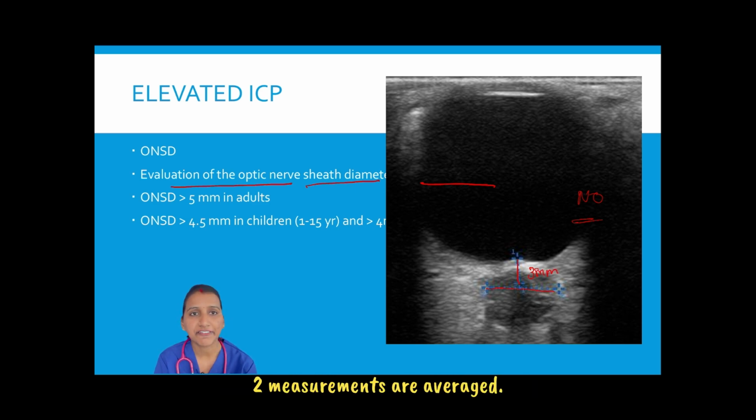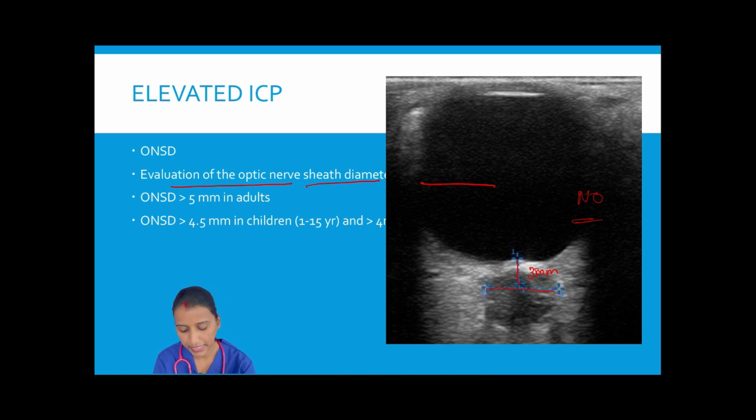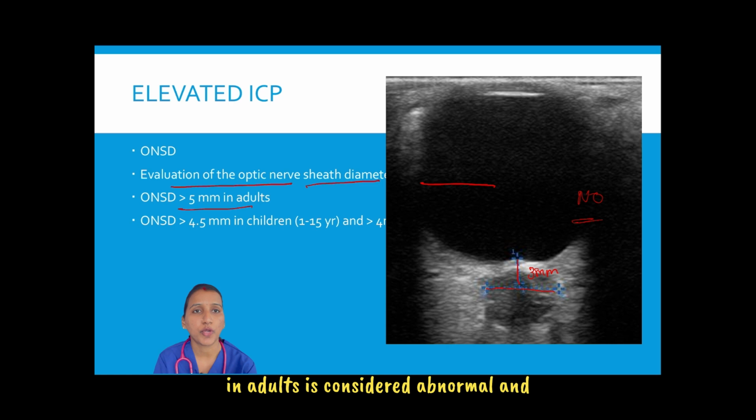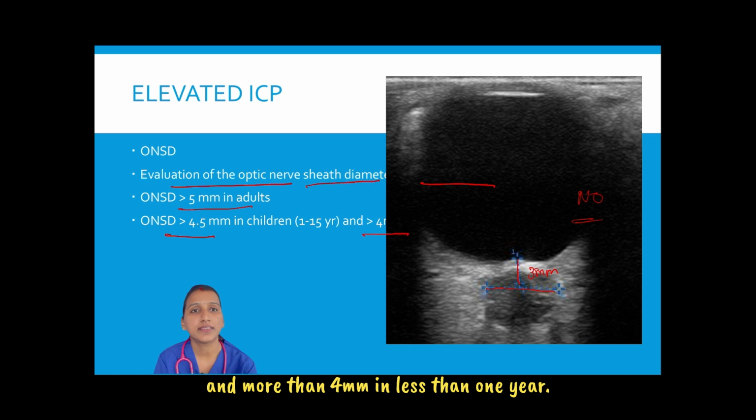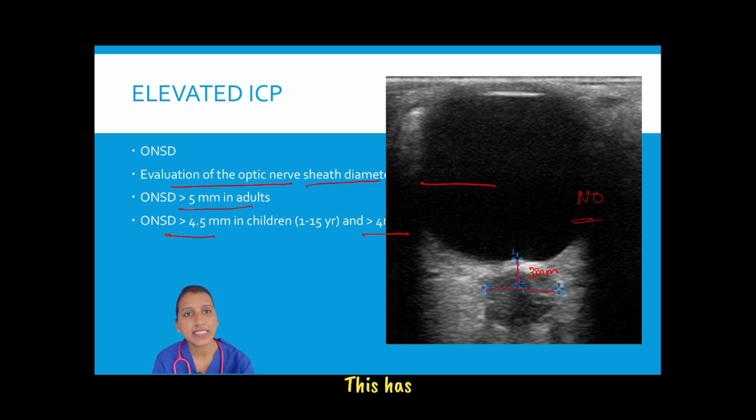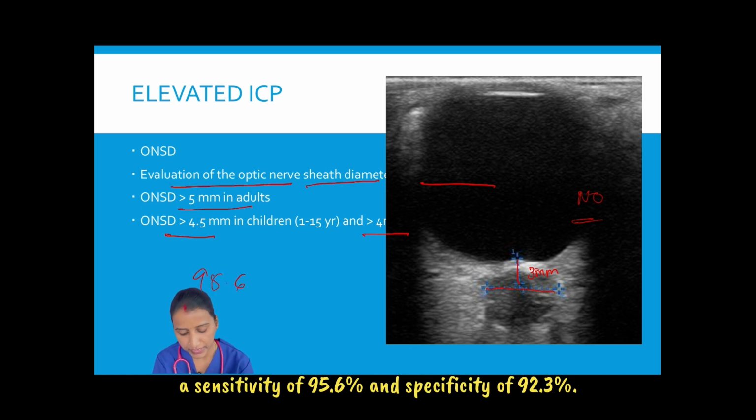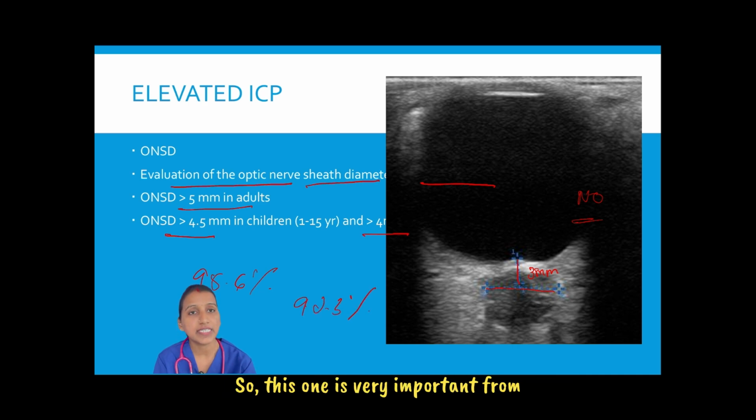Two measurements are averaged. An averaged optic nerve sheath diameter of more than 5 mm in adults is considered abnormal and elevated ICP should be considered. An average optic nerve sheath diameter of more than 4.5 mm in children, that is from 1 to 15 years, and more than 4 mm in less than 1 year is abnormal. This has a sensitivity of 95.6% and specificity of 92.3%. So this one is very important from the emergency medicine point of view.